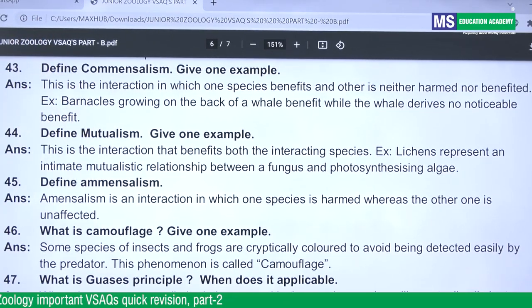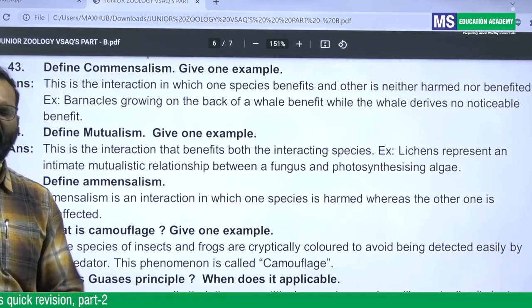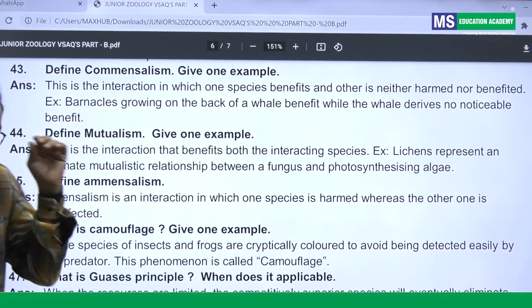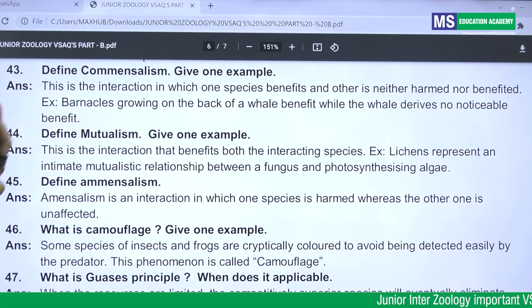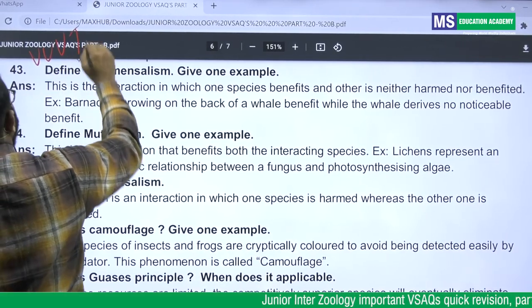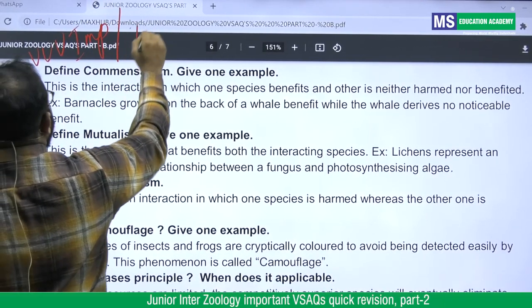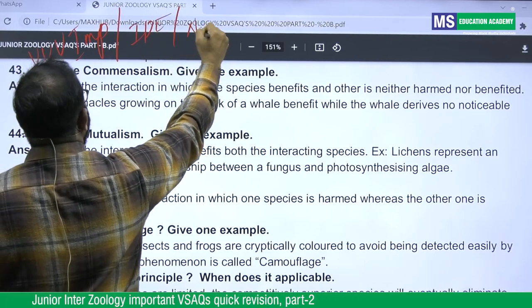Now, students, from here onwards, 1, 2, 3, 4, 5. So these 5 questions are very, very, very important, students. Okay, please understand. Even important for NEET, very, very important for IPE, even it is important for NEET content.